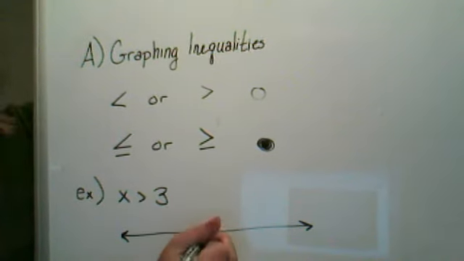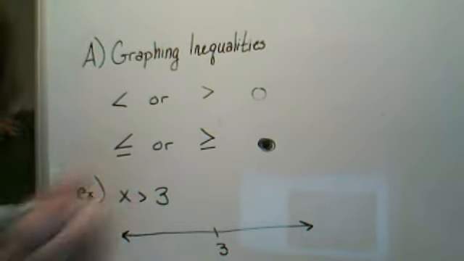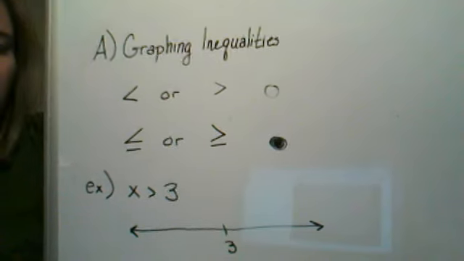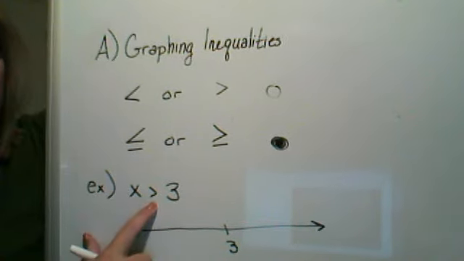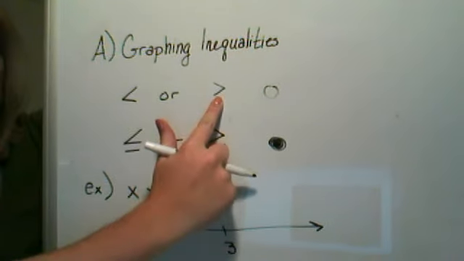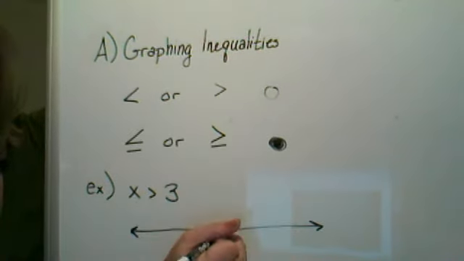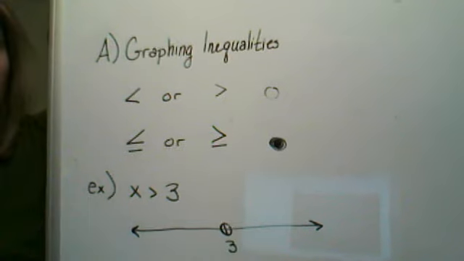First thing I'm going to do is mark 3 on my number line, and then I want to determine if I'm using an open circle or a closed circle. Because my symbol here says greater than, and my greater than symbol uses that open circle, I'm going to put an open circle on 3.